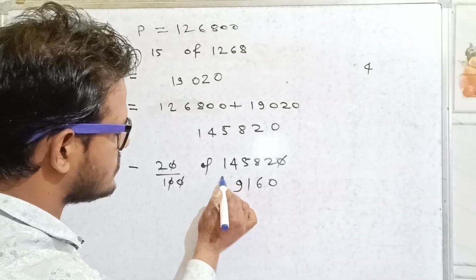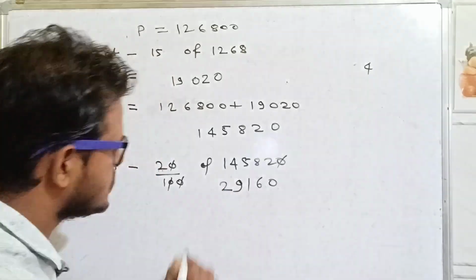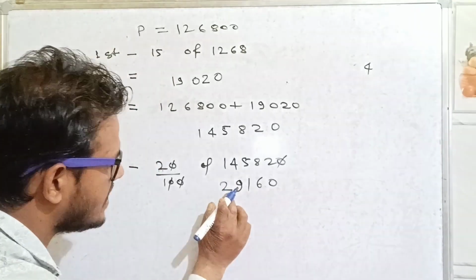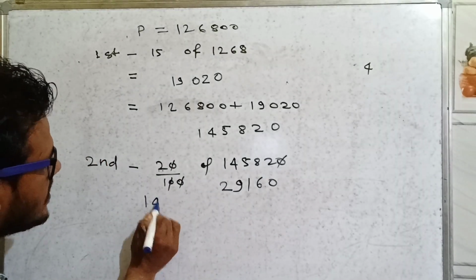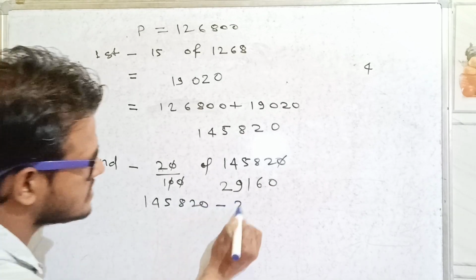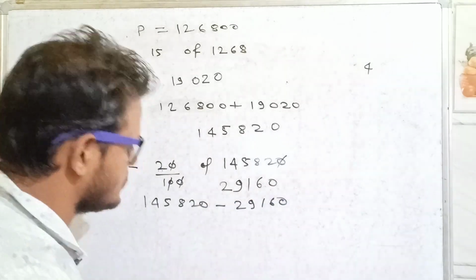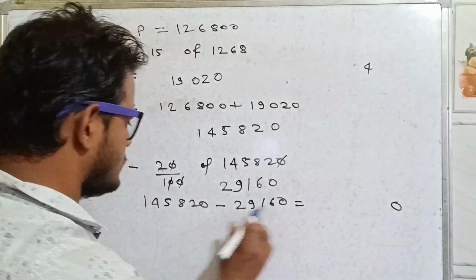Now 1 into 2 will be 2, so the decrease is 29,160. So 1,45,820 minus 29,160, so it will be 0.